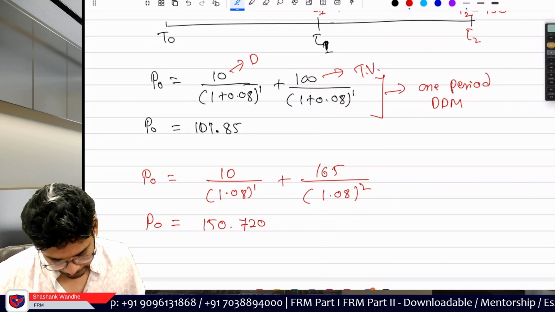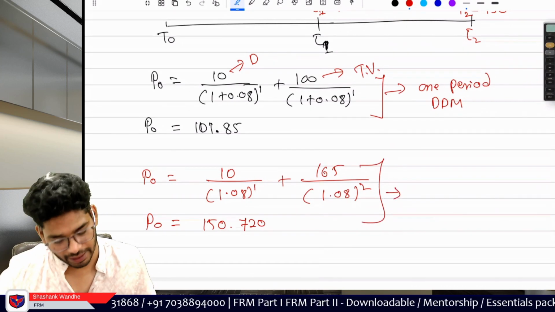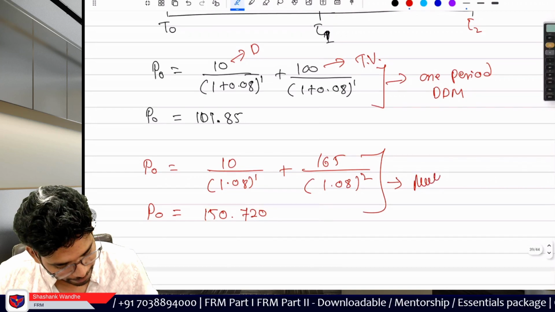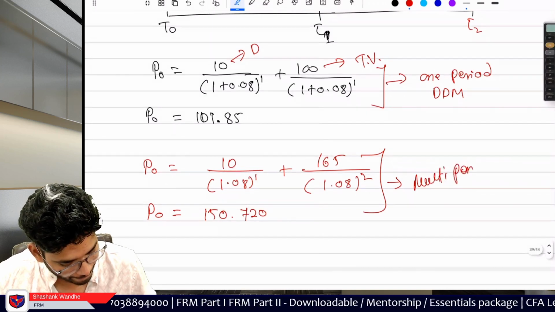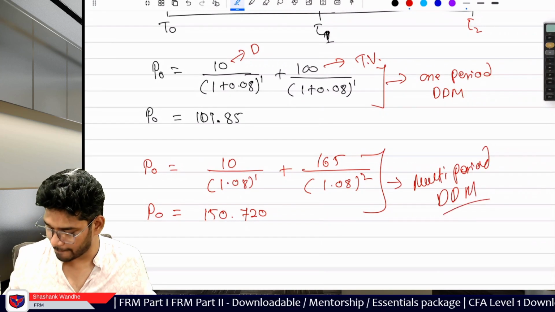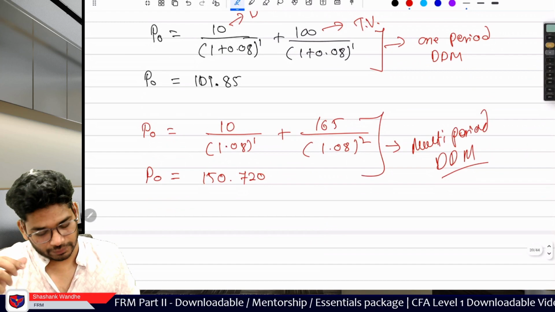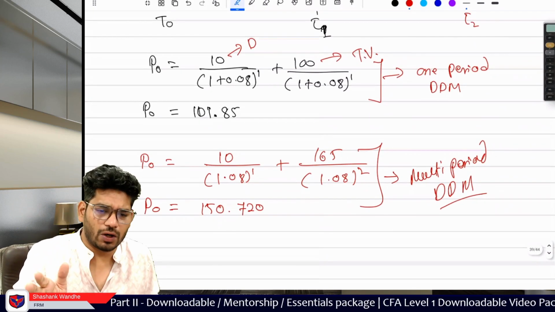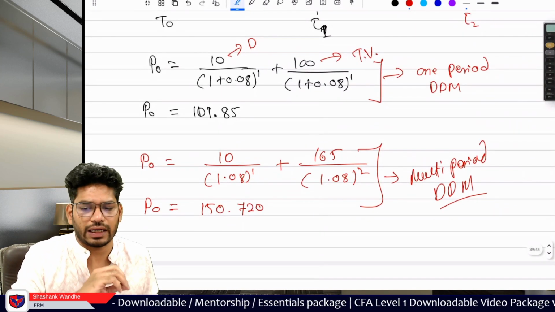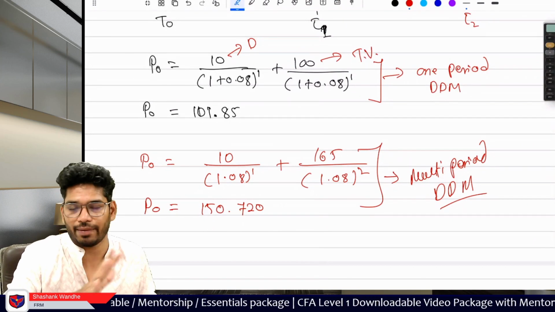So this is the price, and because we are using more than one period, this is known as the multi-period dividend discount model. Very simple. Simply we are discounting the dividend, nothing else. This is not at all a special thing, right? So this is the same as a bond.